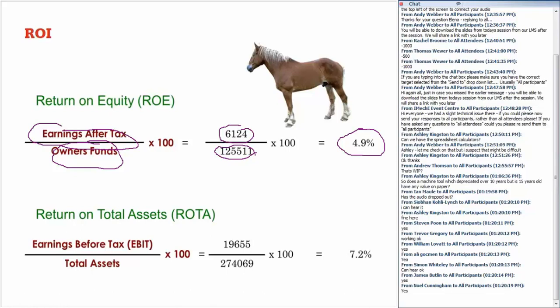Return on total assets is more of a manager's measure. So this is what you've had to use, the assets, and this is what you generated in profit. Okay, so that's ROTA, return on total assets, a typical KFI, key financial indicator, for a manager.